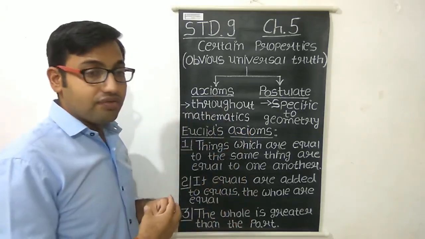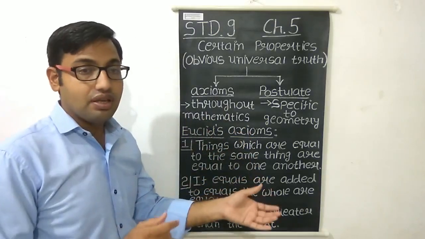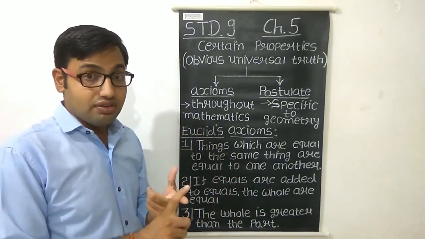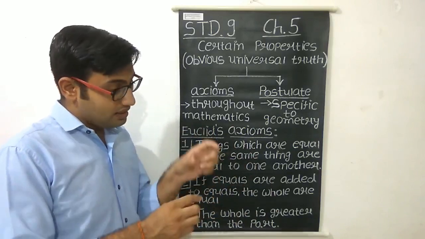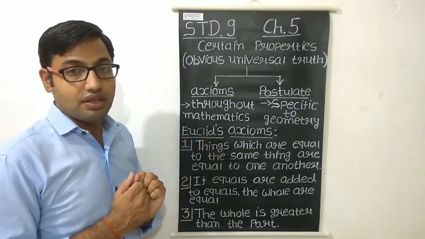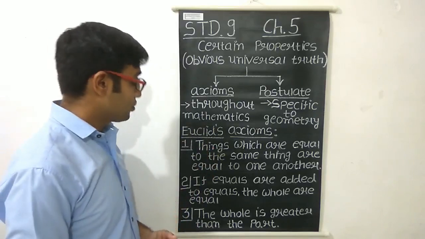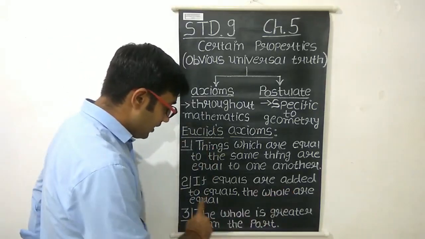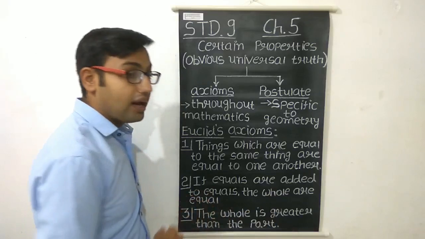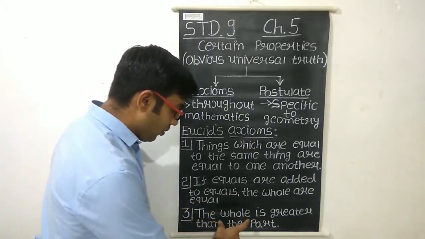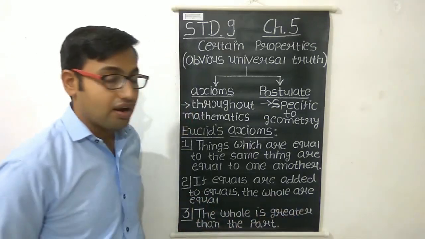On both sides we are adding the same thing or subtracting the same thing. By doing this, one thing we notice is that the equality remains the same, right? So this is said in the second axiom, that if equals are added to equals, the wholes are equal.